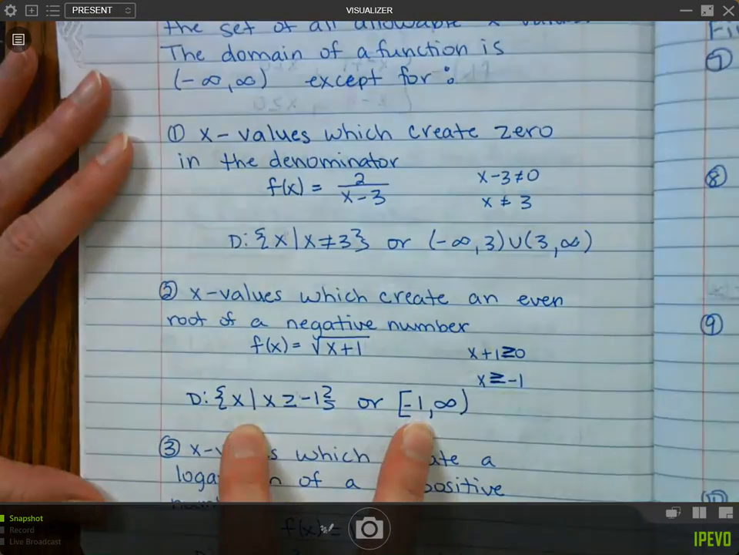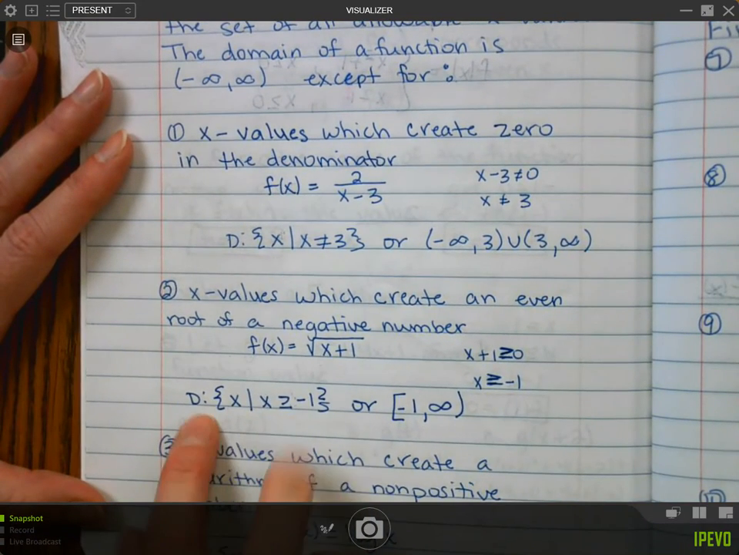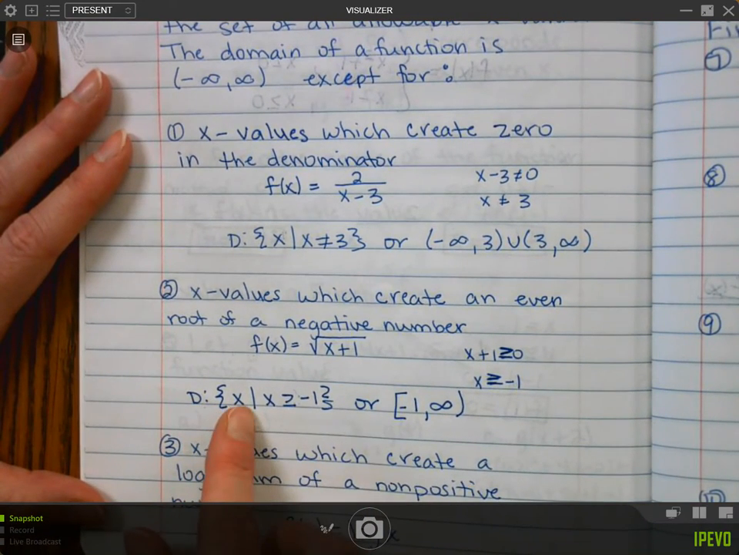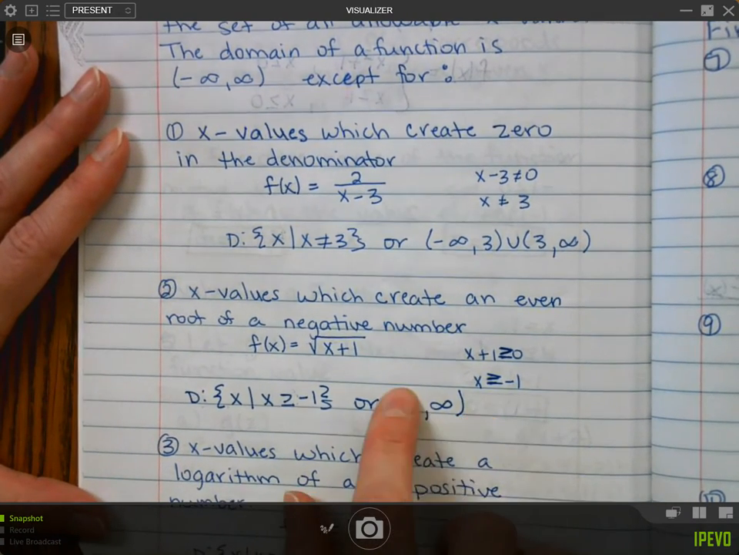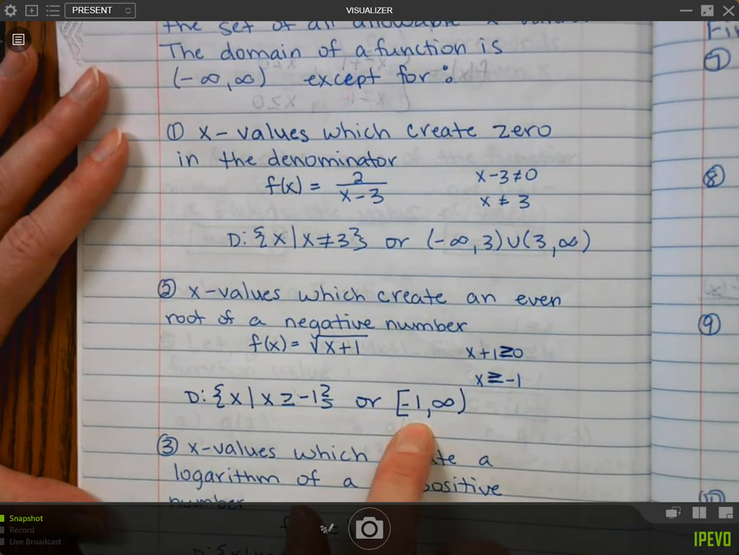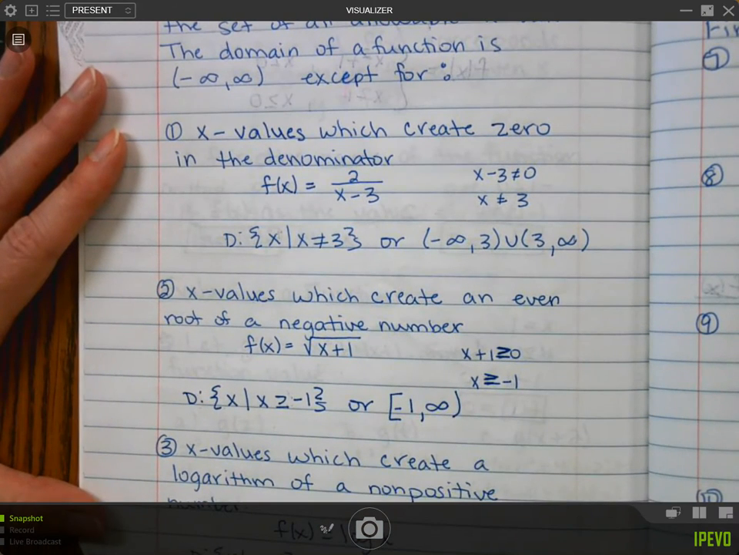And again, there's two ways to write it. Set notation says the set of x's such that x is greater than or equal to -1. Or in interval notation, you can say include -1 and go all the way up to infinity.